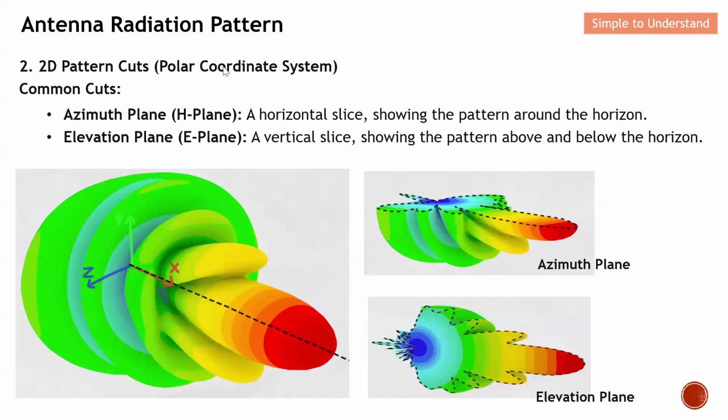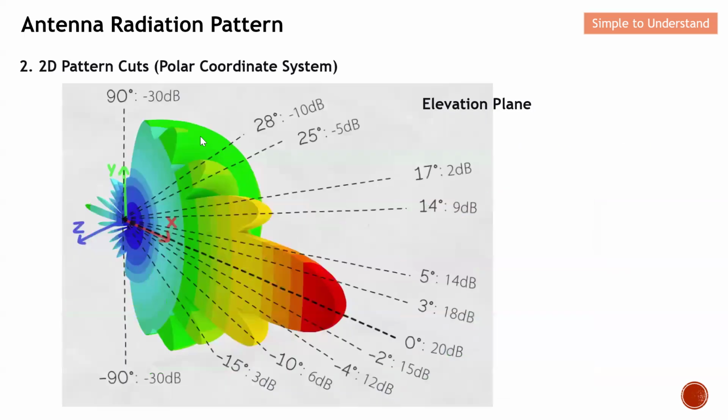So basically, this is the 2D pattern cuts in terms of the polar coordination system. Next, I will show you more information. For example, you can have more information on this 2D elevation plane cut. Basically this is for the polar coordination system.